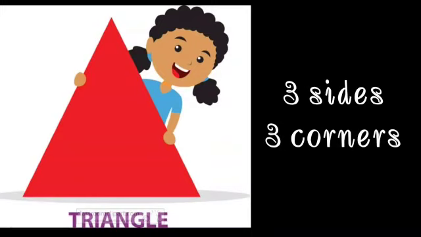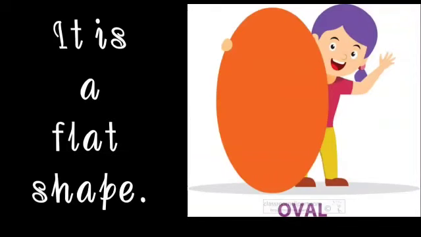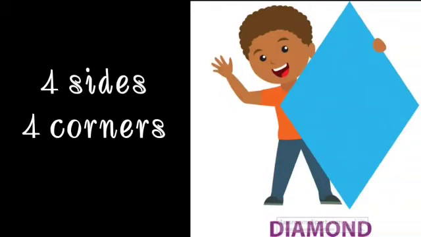Now let's talk about the shape oval. It is a flat shape. There are no sides and no corners. The last 2D shape is a diamond. It has 4 sides and 4 corners.